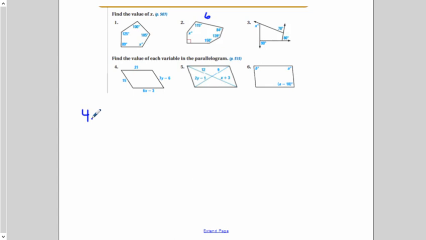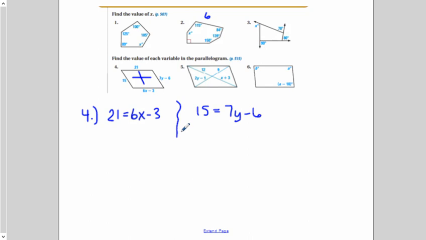Here's a quick refresher with 4, 5, 6. With 4, the opposite sides of a parallelogram are equal. So you're going to take the 21, equal it to the 6x minus 3, and you're going to solve that equation. And then do the other pair of opposite sides. So you're going to set 15 equal to the side across from it, 7y minus 6, and you're going to solve that equation for y.